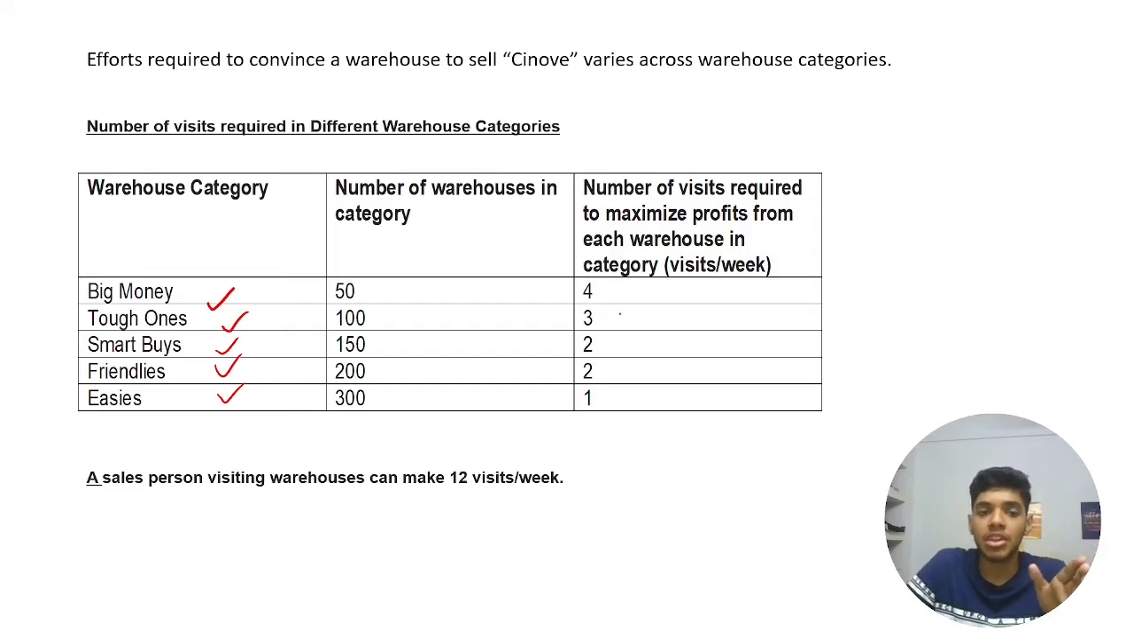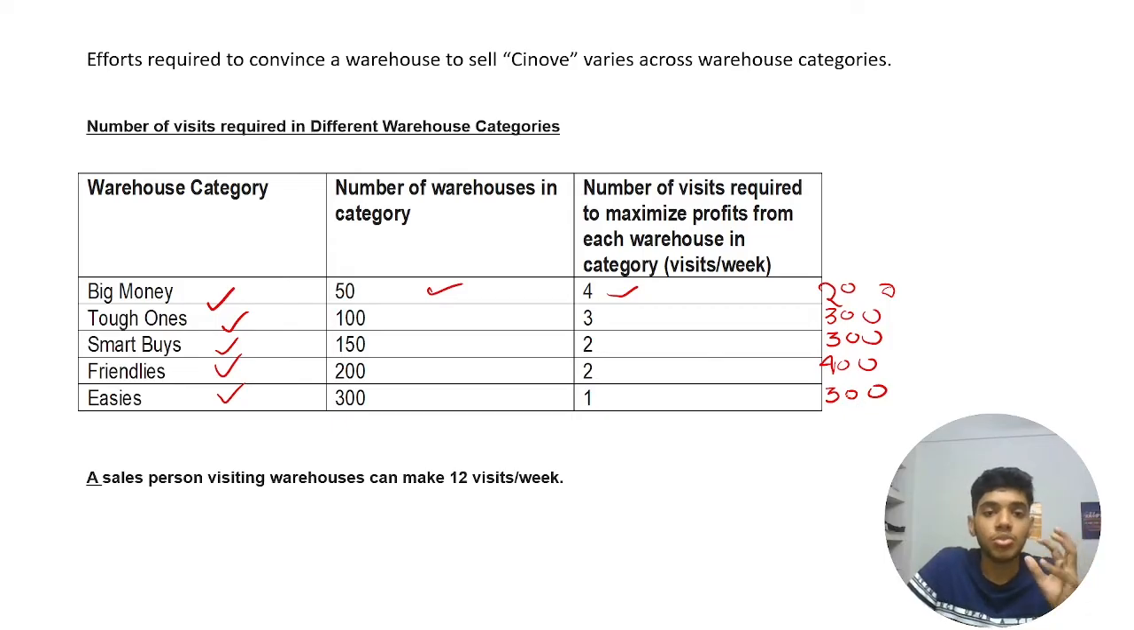The number of visits per week we need to convince the whole warehouse category is because if we multiply these two, 50 into 4, that is 200. Then for tough ones, 100 into 3, that is 300. For smart buys, it is 150 into 2, that is 300. For friendlies, it is 200 into 2, that is 400. And for easies, it is 300 into 1, 300.